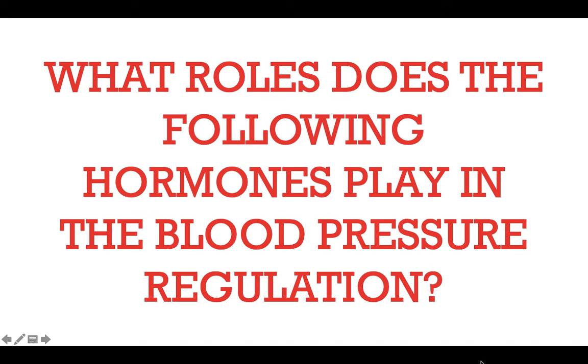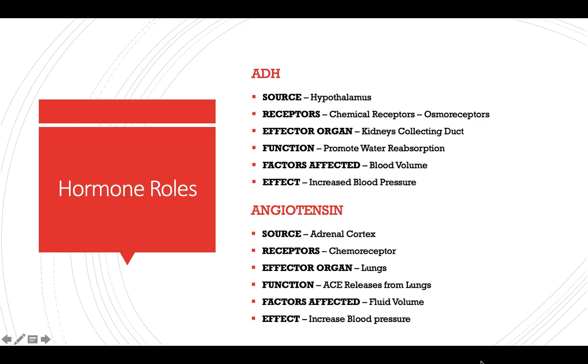So, what roles do the following hormones play in blood pressure regulation? We have five hormones. The first hormone is ADH. Its source is the hypothalamus. Receptors are osmoreceptors. Effector organ is the kidneys' collecting duct. Its function is to promote water reabsorption. Factor affected is blood volume. Effect is increased blood pressure.